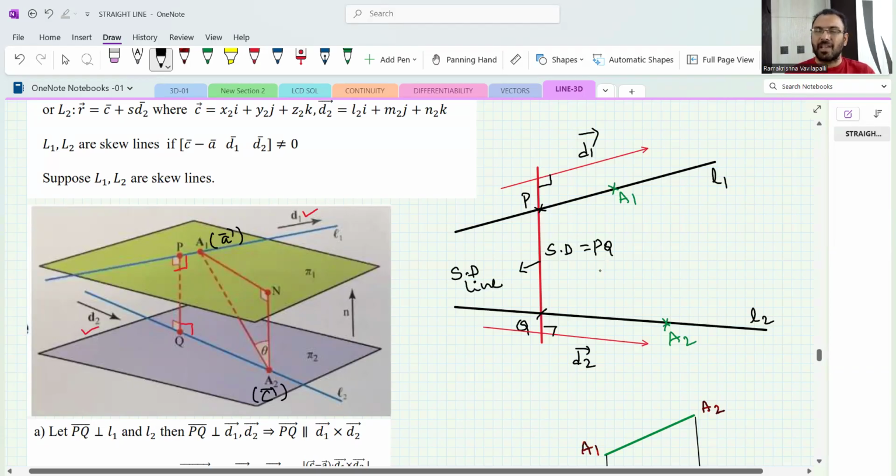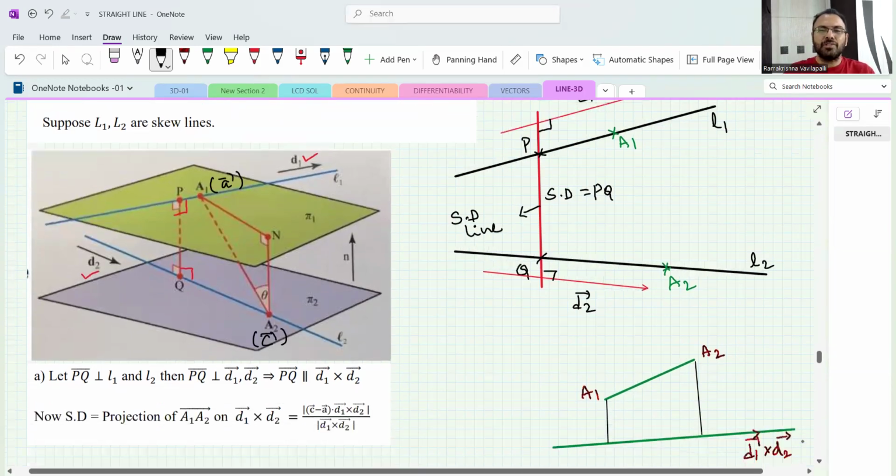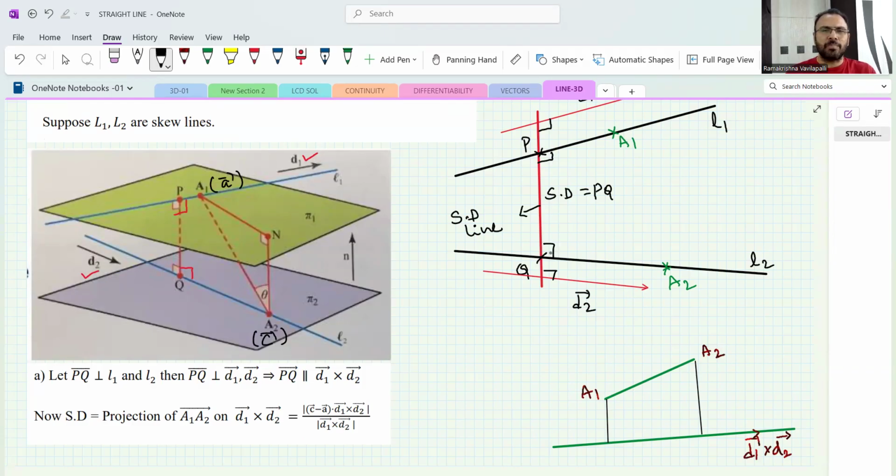PQ is the SD, the shortest distance, and this PQ line is the SD line. We'll see that PQ is perpendicular to L1 as well as L2. So PQ is perpendicular to the D1 bar vector and the D2 bar vector. Therefore, PQ bar must be parallel to D1 bar cross D2 bar. This is the heart of the shortest distance.